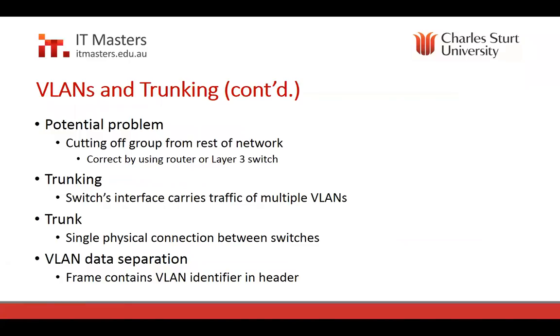Potential problem. If we're not careful with the way we put our VLANs together, we can cut off members of the group from the rest of the network. The reason for that is once you start creating VLANs, you have to have some sort of layer 3 device, whether that's a router, a layer 3 switch, a firewall, or some other device that is capable of routing, in order for those VLANs to talk between each other.